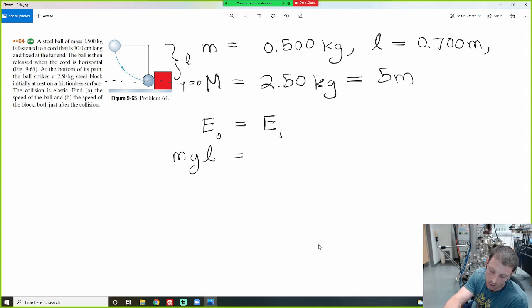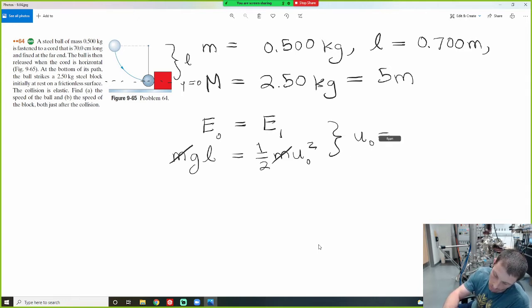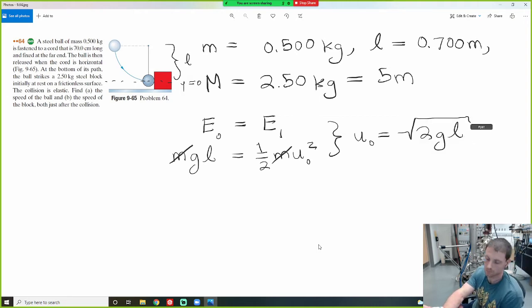that instant will be the kinetic energy of the ball, which is going to be 1/2 m, and I'll call it u naught squared. So this shouldn't be anything surprising because this is the result that we would get from kinematics, right? We can cancel the m's, and we find that u naught equals the square root of 2gL. Cool.